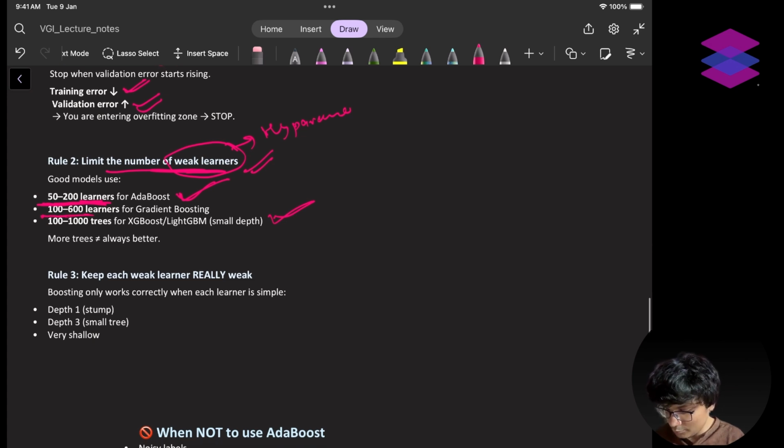So, more trees is not always better. Understand this, because at the very initial part of your machine learning career, you may think that if I increase the number of trees, it will also increase my accuracy. It will not. It depends upon how precisely you have boosted, and how precisely you take control of the weak learners, the weak students.